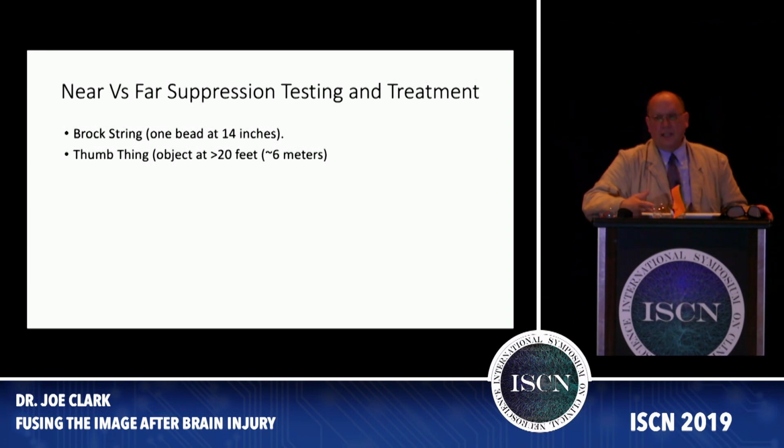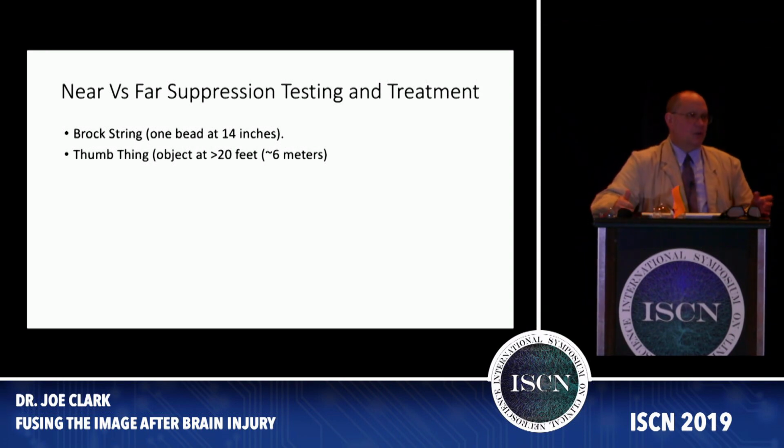The other trick is that's near suppression. So how do you assess far suppression? Because that can be a different calculation for the brain and what's going on post-traumatic brain injury. Well, the technique that I use is euphemistically called the thumb thing.